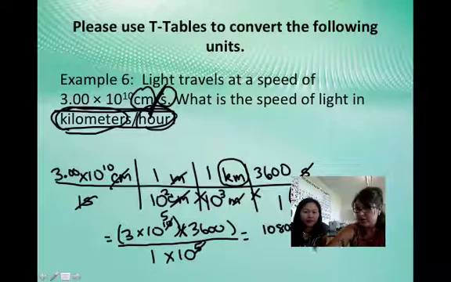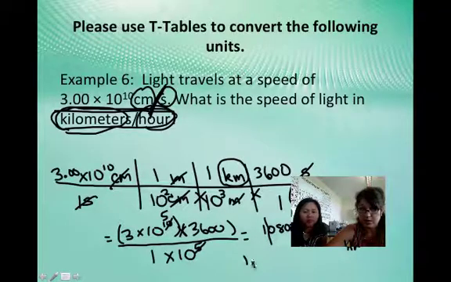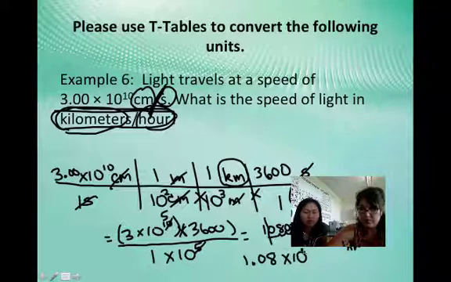And now I have to put it in scientific notation. Of course, I have kilometers per hour here. And I only get to have one number in front of the decimal. Yes. 1.08 times 10. Let's see, moving left makes it larger. 1, 2, 3, 4. So did you get 10 to the 9?